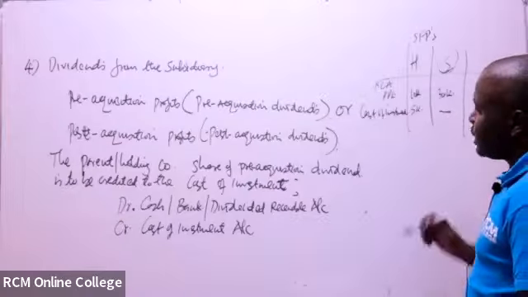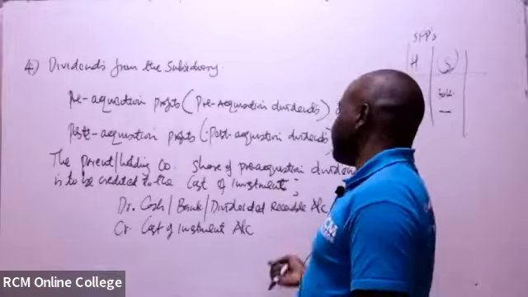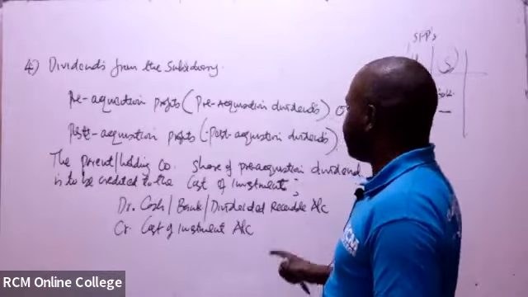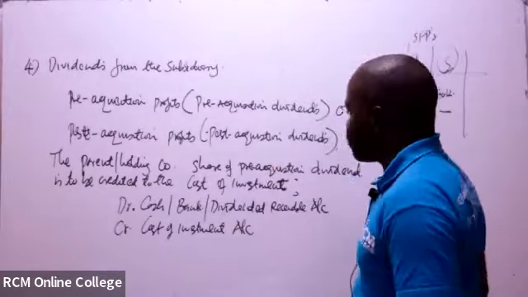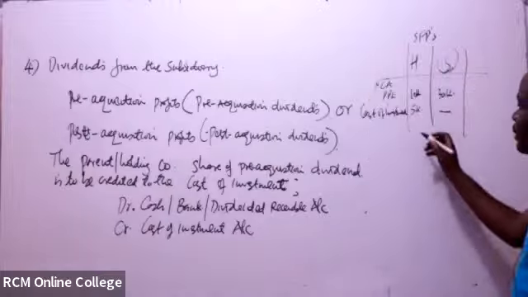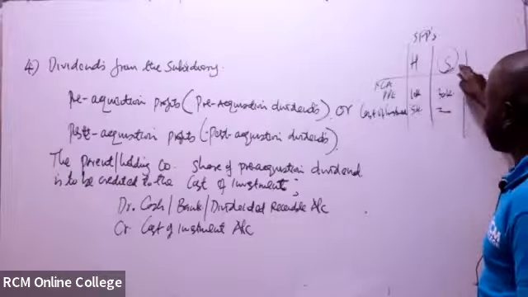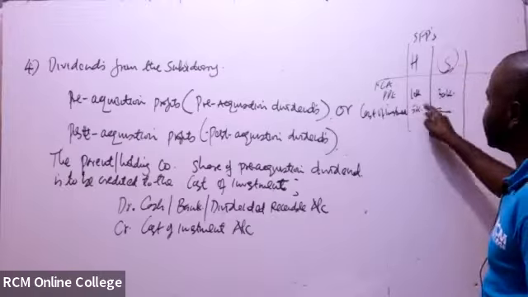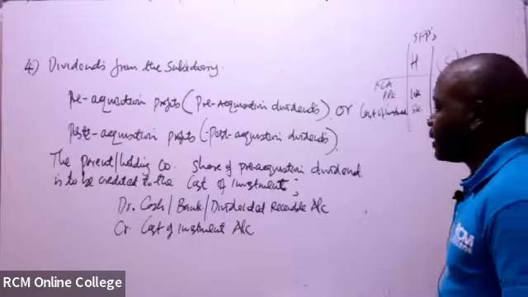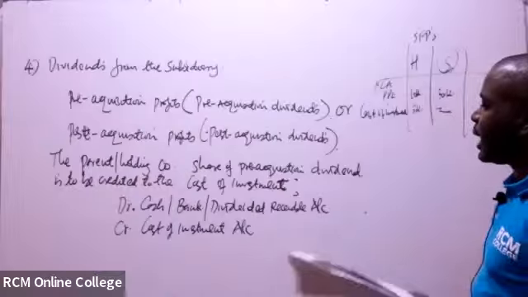So if you do the computations, you realize that there's a portion of the pre-acquisition dividends that has been paid to the holding company. Then it means you likely end up having to eliminate it from the cost that was incurred to buy the subsidiary. It will be reducing the amount they incurred to buy the subsidiary.